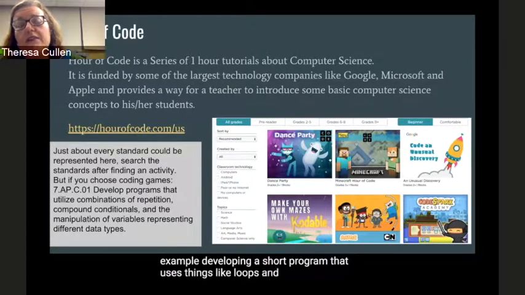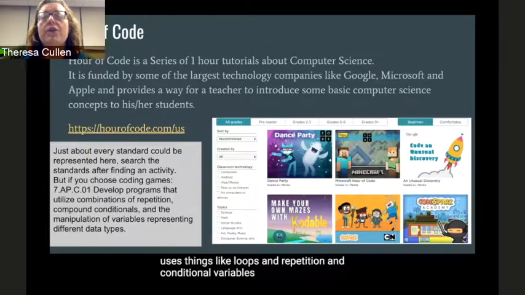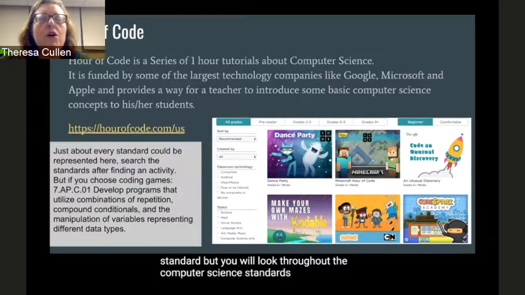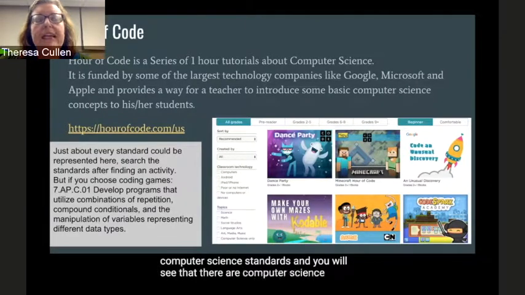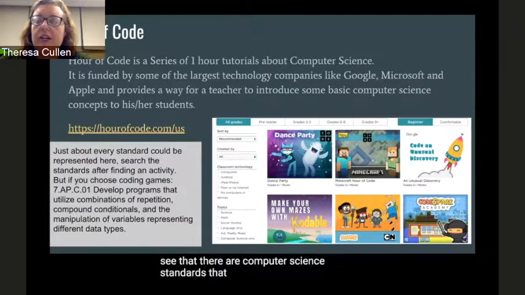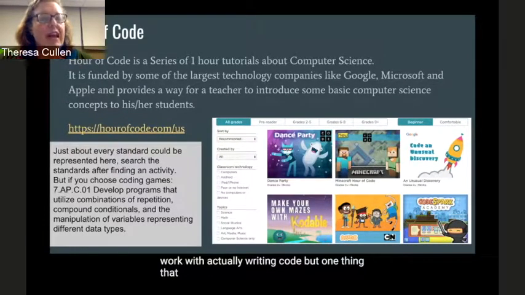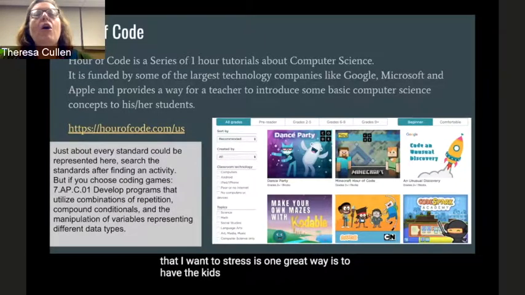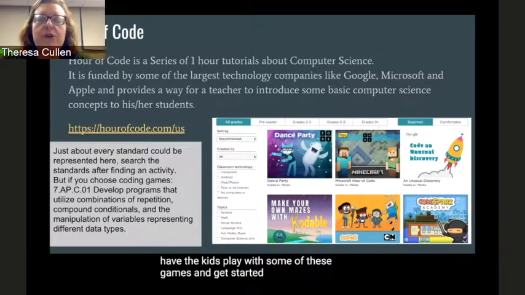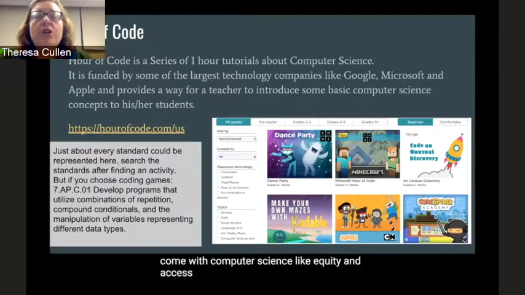This is a 7th grade standard, but you'll look throughout the computer science standards and you will see that there are computer science standards at each grade level that work with actually writing code. But one thing that I want to stress is one great way is to have the kids play with some of these games and get started in coding, but then also talk about the other things that come with computer science, like equity and access and data security, which are very important when we're talking about the impact of technology in our lives.